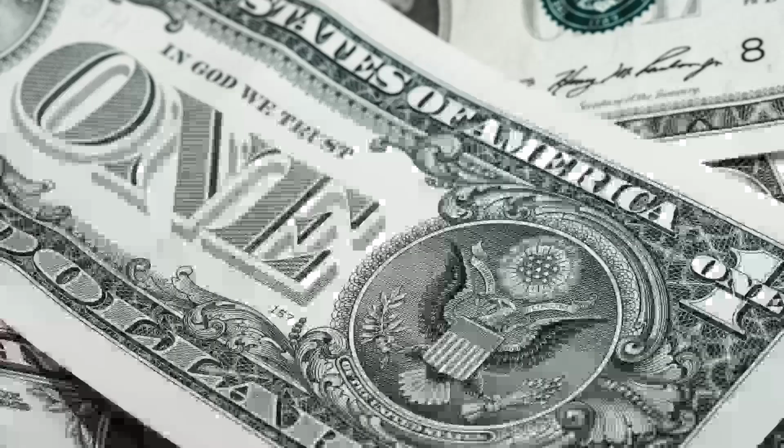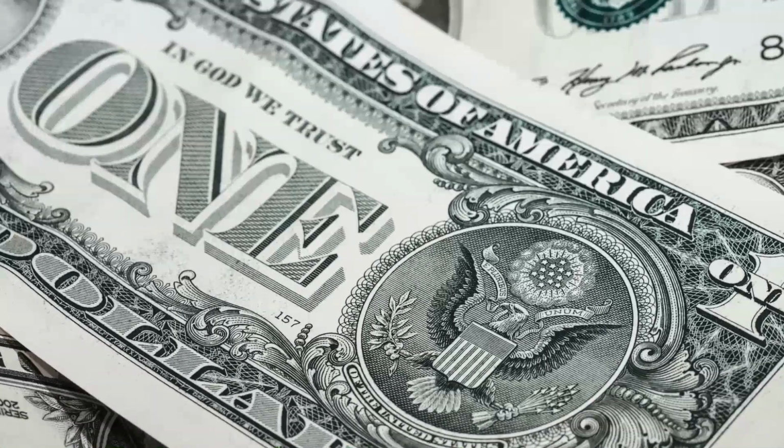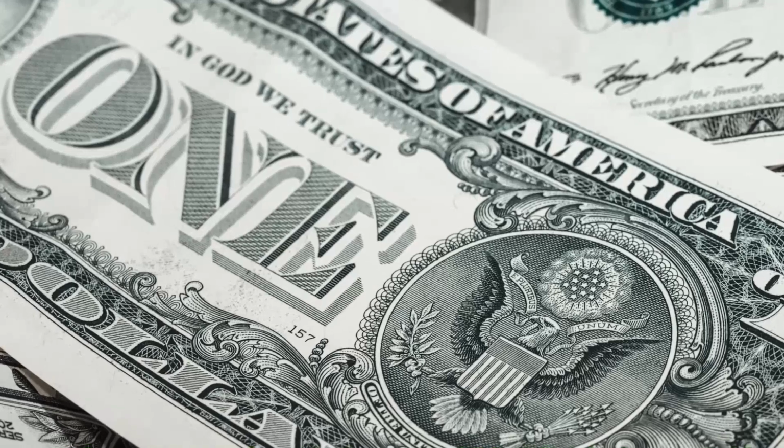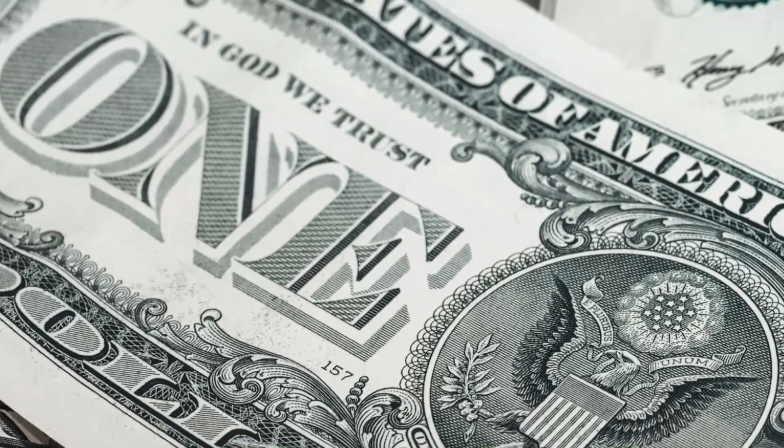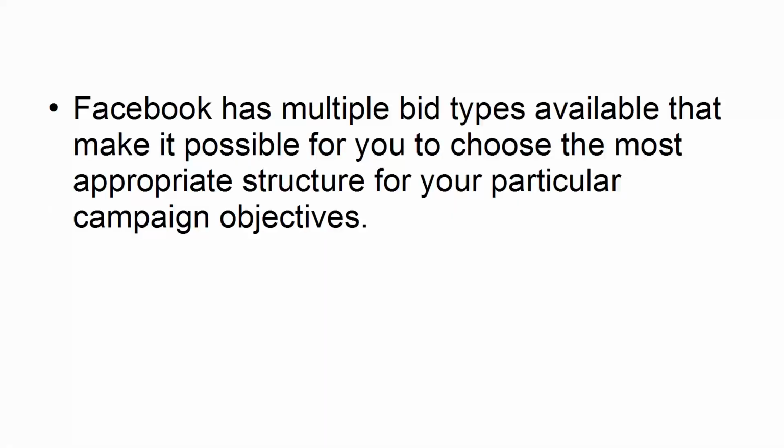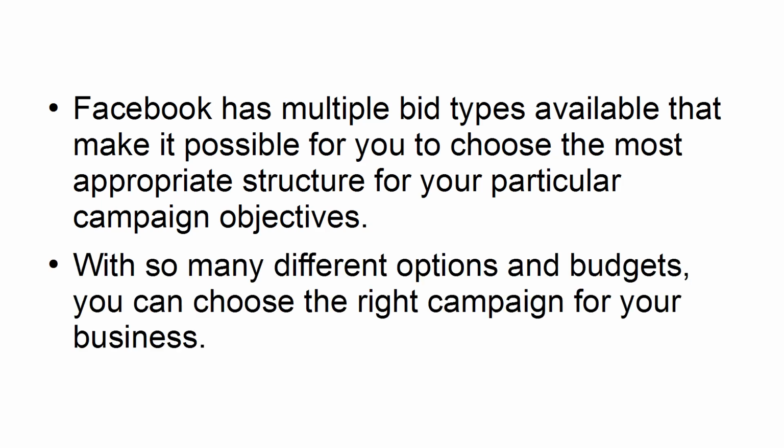Spend around $1 a day and get results. The minimum spend required by Facebook is $1. However, even with this tiny budget, you can reach upwards of 1,000 or more people that meet your specific criteria. Facebook has multiple bid types available that make it possible for you to choose the most appropriate structure for your particular campaign objectives. With so many different options and budgets, you can choose the right campaign for your business.